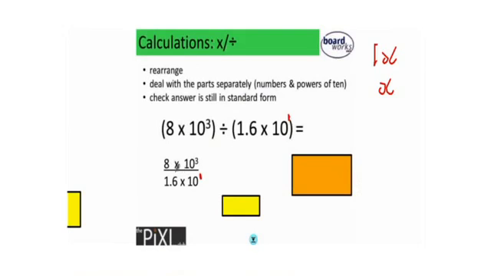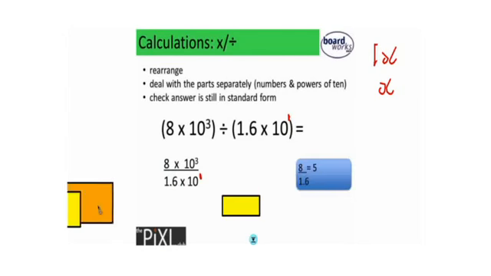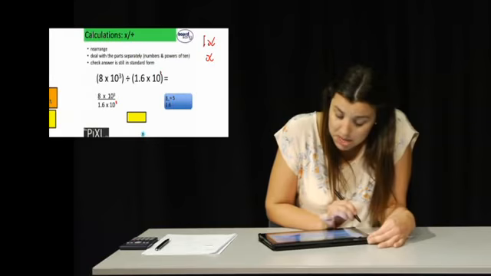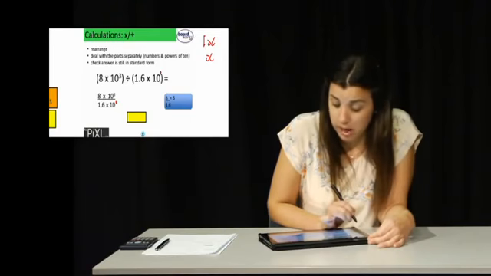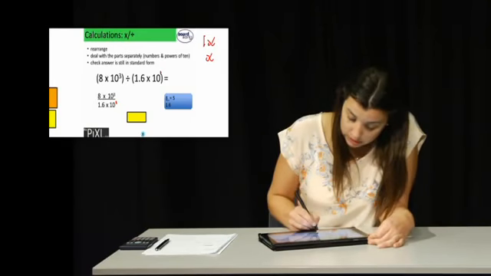Dealing with the numbers first, we have 8 divided by 1.6. 8 divided by 1.6 is actually 5. That means that 1.6 fits in to 8 5 times. Let's have a look at this together.